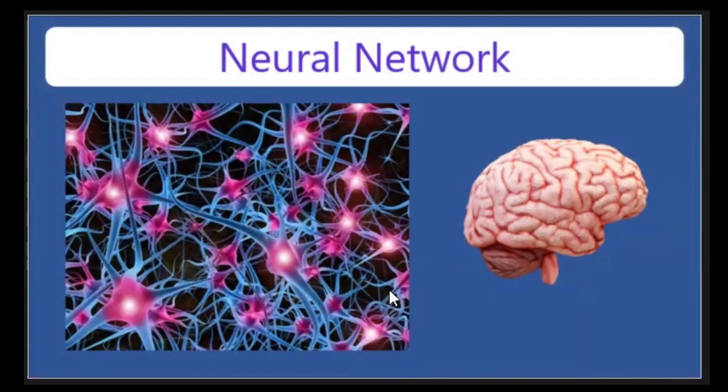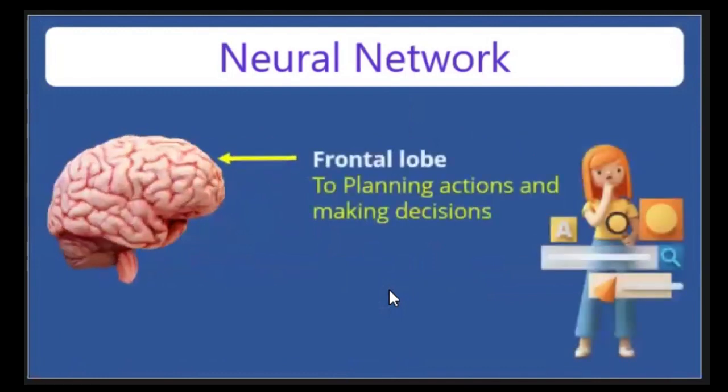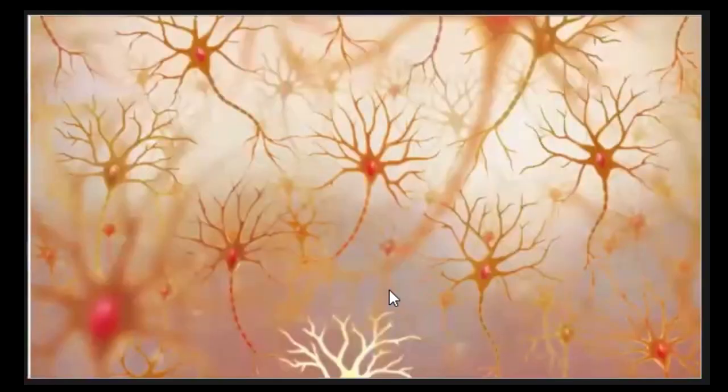Okay. So now this is the optical lobe that saw your teacher, and that is the frontal lobe which decided to say a mark. So now you got the concept, right? How the neurons work, because it is very important to understand how the mathematical model of a neuron is going to work. So let's play a small video and see. This is an animation video. So you can see how these neurons are going to form.